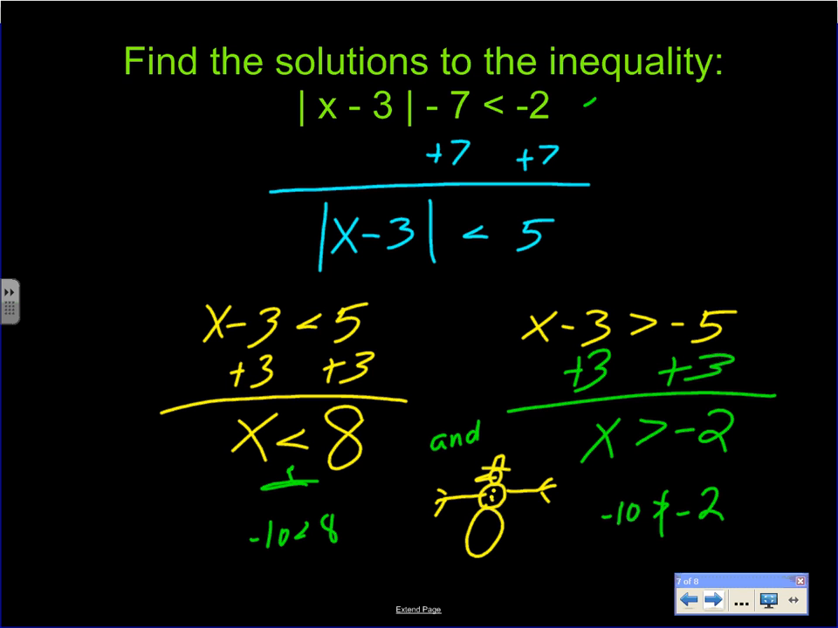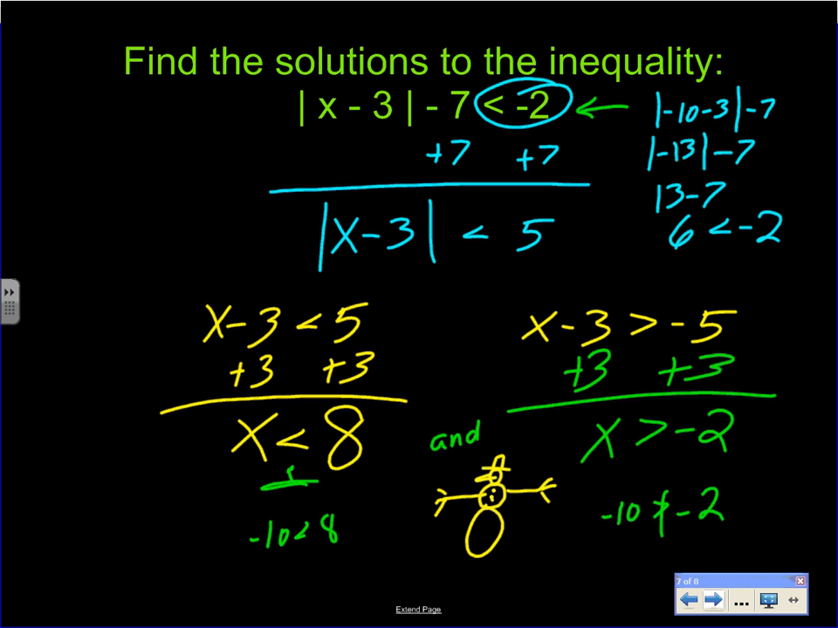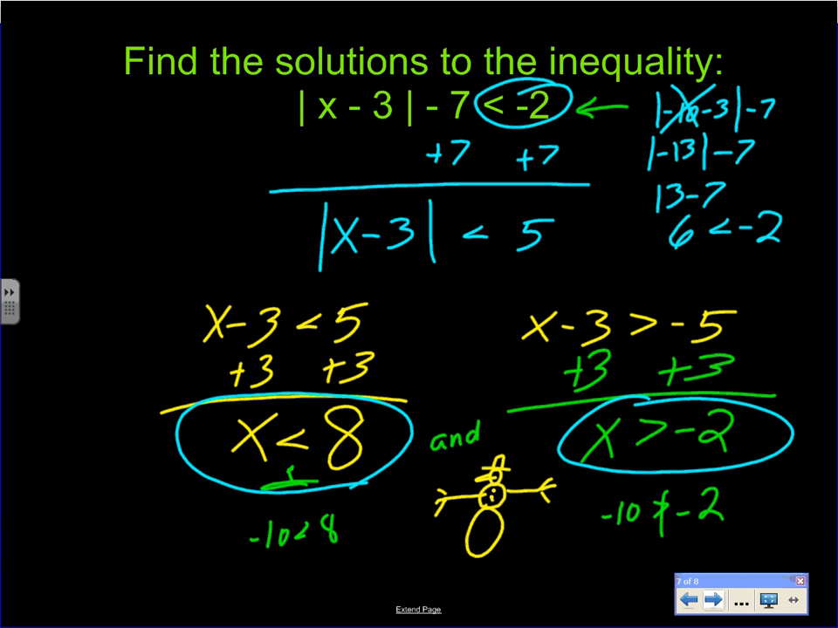And if we plug it back in, negative 10 minus 3 minus 7. Negative 10 minus 3 is negative 13. Absolute value of negative 13 is 13. And 13 minus 7 is 6. Is that less than negative 2? It is not less than negative 2. So negative 10 is not a solution here. So if you're picking an answer for these, it has to meet both of those.